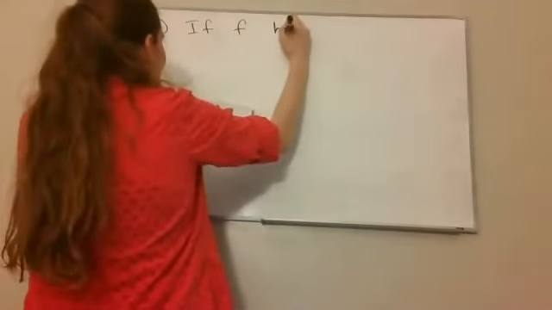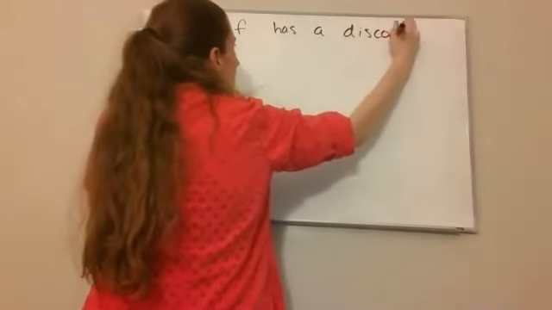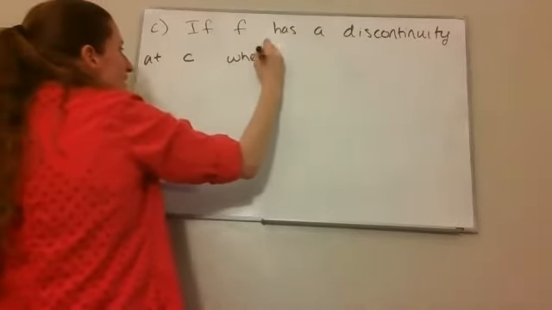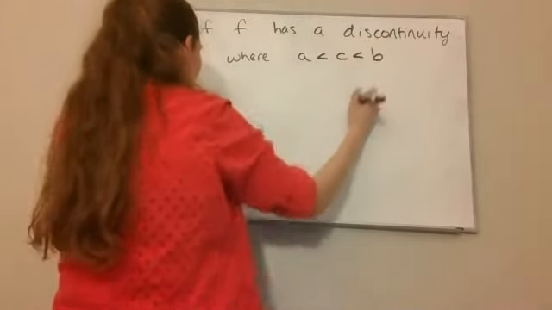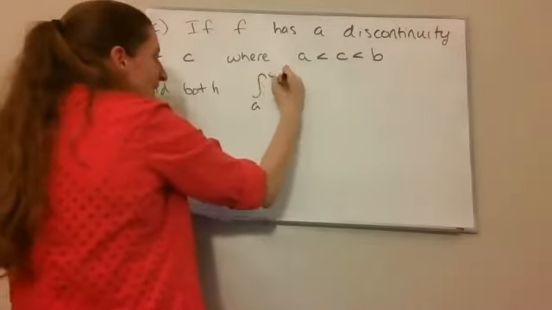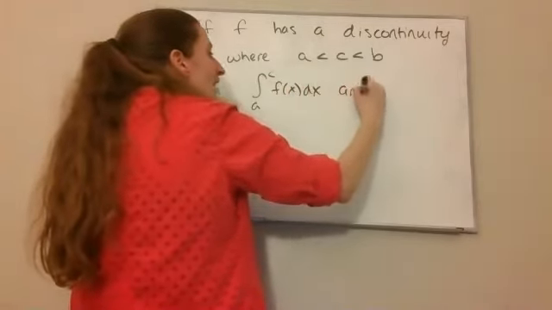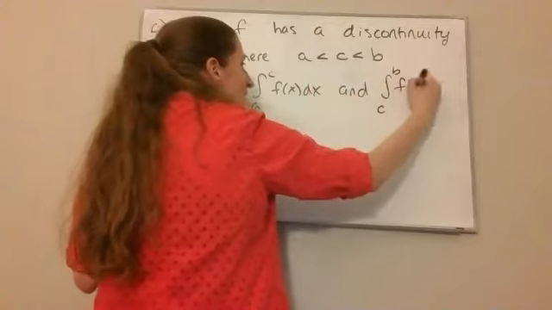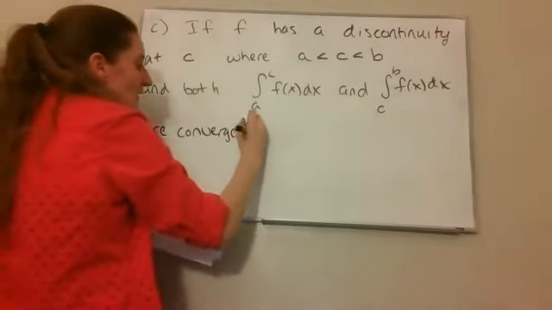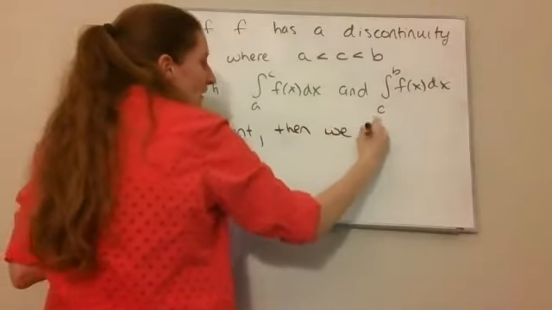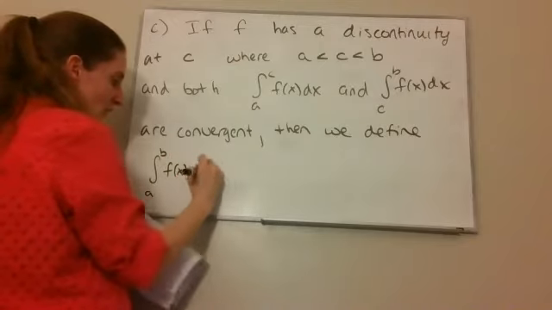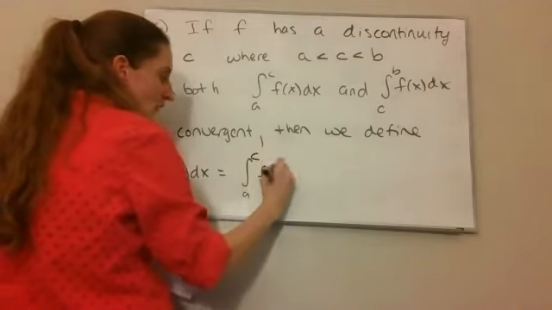So if your function has a discontinuity at c, where c is some number in between a and b, and both the integral from a to c and the integral from c to b of our function are convergent, then we define the integral from a to b of our function as the sum of those two integrals.